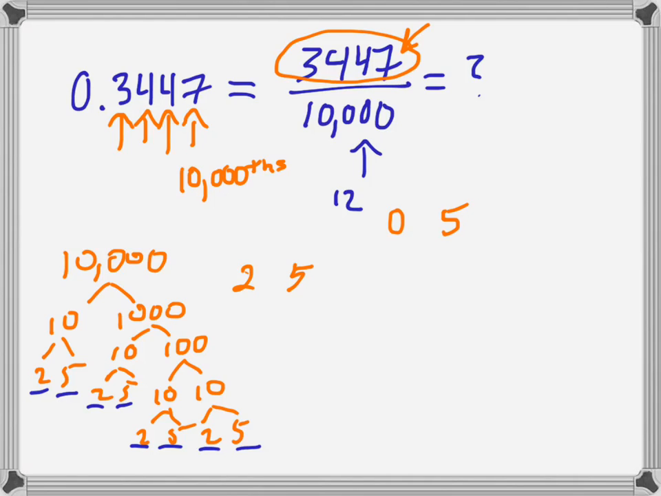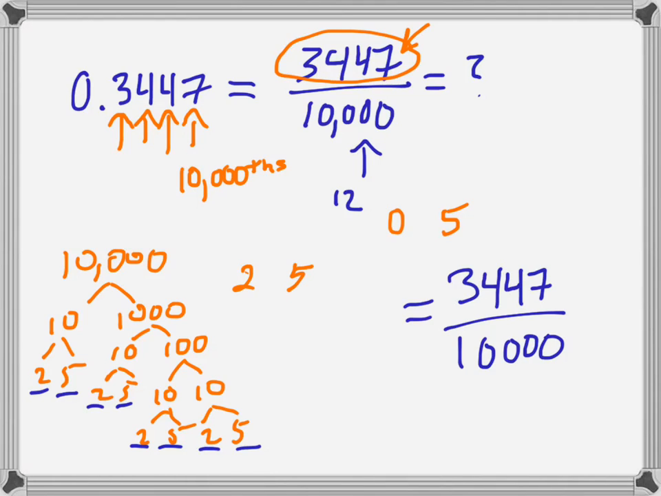So that means that this fraction is in lowest terms, and I don't really care if the numerator is divisible by any of those other numbers. This very well might be divisible by 3, but I don't care because I know that 10,000 is not. Okay, and that is a fraction in lowest terms.